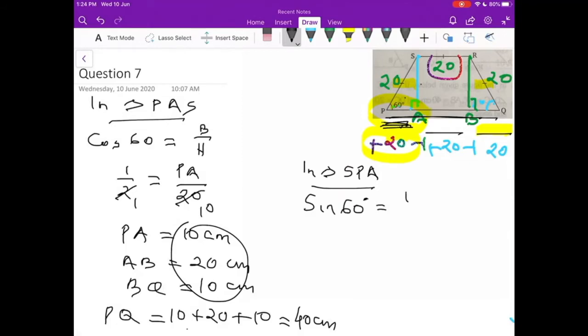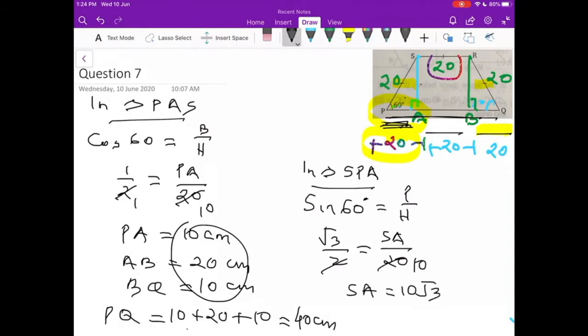So again sine 60 degree is equal to perpendicular by hypotenuse. Sine 60 value is root 3 by 2, and perpendicular is what we are looking for, SA, and hypotenuse is 20. Again for the 2 and 20 I can cancel with 10, cross multiply to give you SA. SA is 10 root 3. This is the answer, but if you want to find the answer in decimal, then multiply 10 with the value of root 3, and root 3 value is 1.732. So if you multiply this, it is coming 17.32 centimeter.